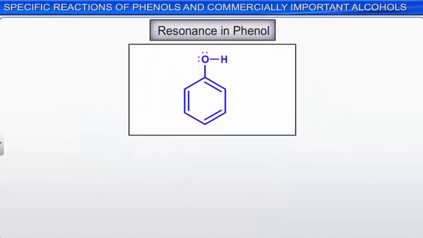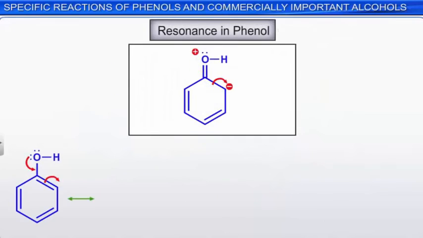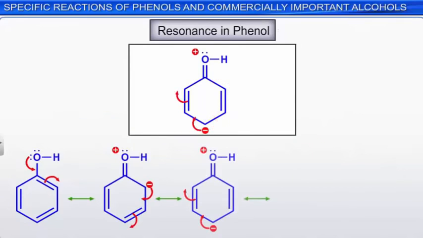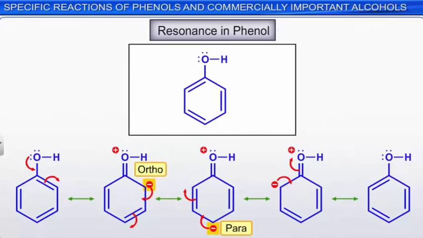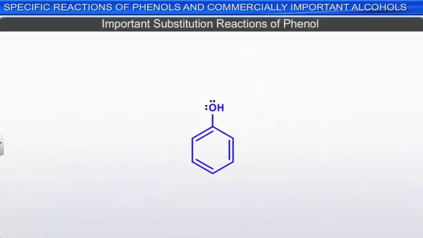The hydroxyl group is ortho para directing because the resonance structures of phenols make the ortho and para positions electron rich. Notice in the resonance structure shown that the ortho and para positions have extra electron density at those positions. Let's learn about some important substitution reactions of phenols, starting with nitration.